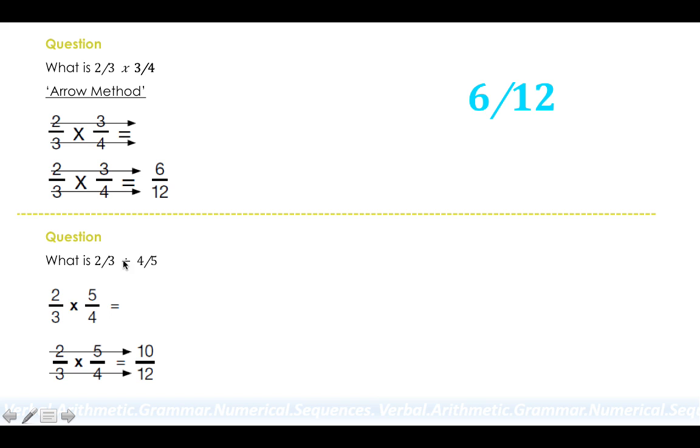So 2/3 divided by 4/5. You know that you have to turn this fraction upside down, which would give you 5/4, and then you just use the same process as up here. Multiply the two numbers on the top, so 2 times 5 equals 10, and 3 times 4 equals 12. That gives you 10/12, or if you wanted to simplify that fraction, you could get 5/6.